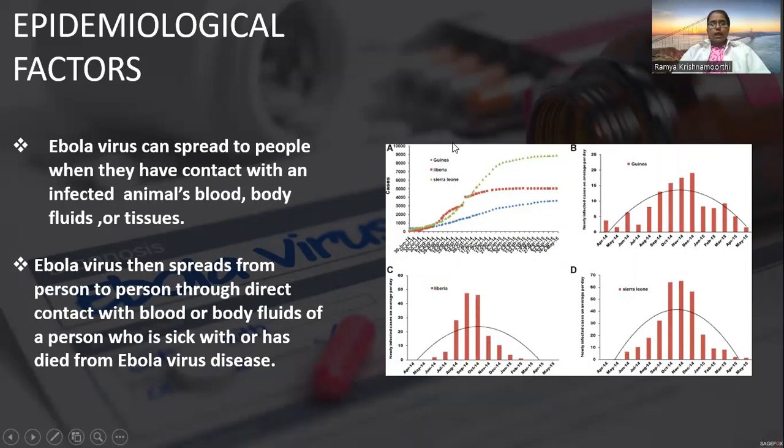Epidemiological factors. Ebola virus can spread to people when they have contact with infected animals' blood, body fluids, or tissues. Ebola virus then spreads from person to person through direct contact with blood or body fluids of a person who is sick with or has died from Ebola virus disease.